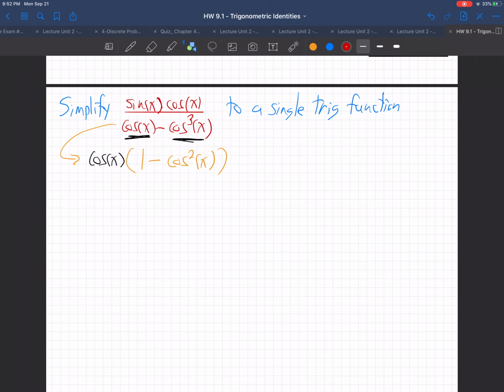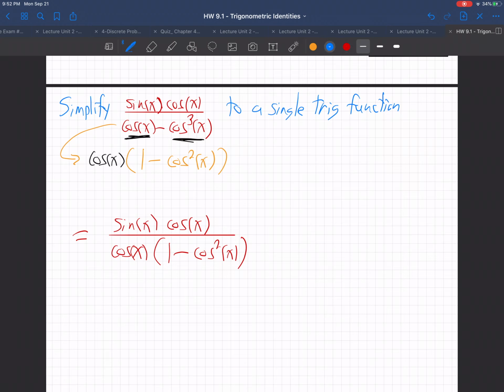Let me come down here. So that leaves us, the top hasn't changed. Top is still sine x, cosine x. The bottom is now cosine x on the outside and 1 minus cosine squared x on the inside. We good to there? And now we can cancel these guys out.